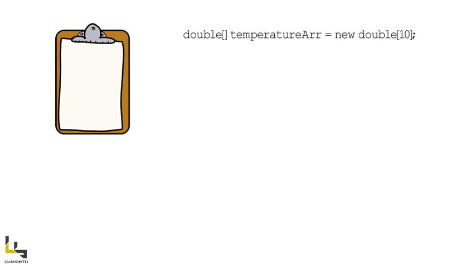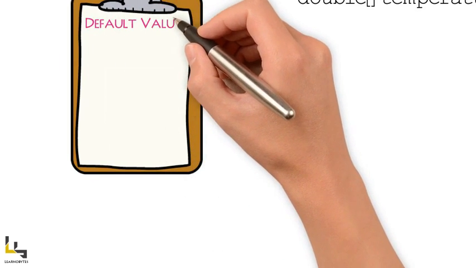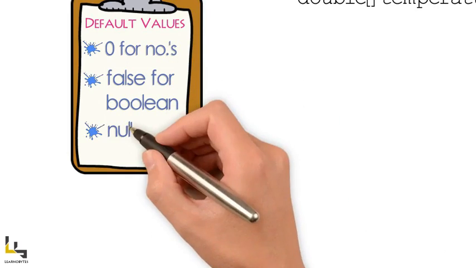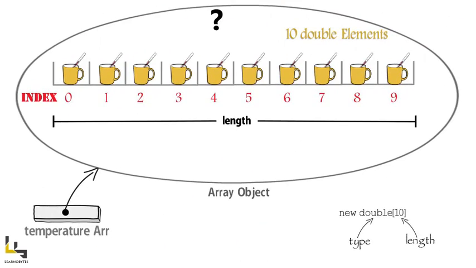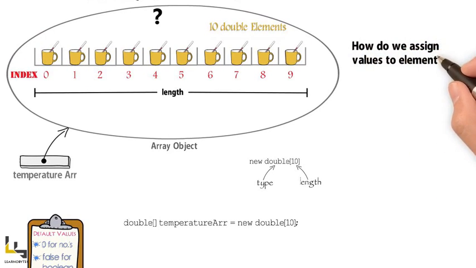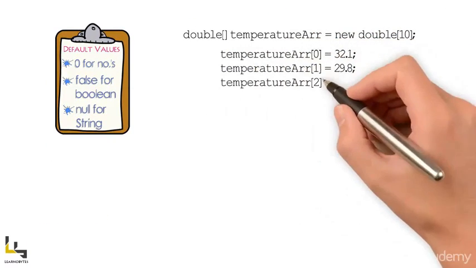When an array is first created, all elements are initialized with the default values, that is, 0 for numbers, false for boolean, null for string. We need to assign value to each element. How do we assign values to elements? By accessing each element using its index and assigning a value of the correct type.